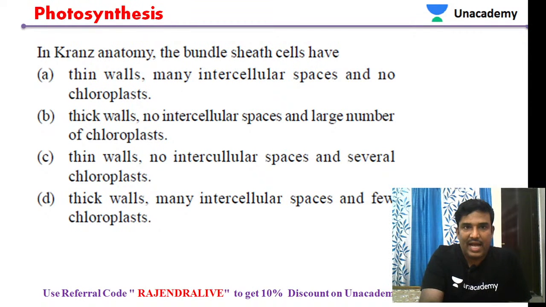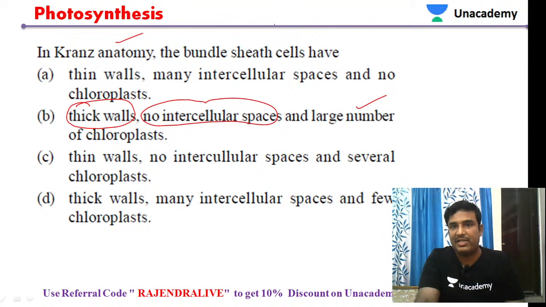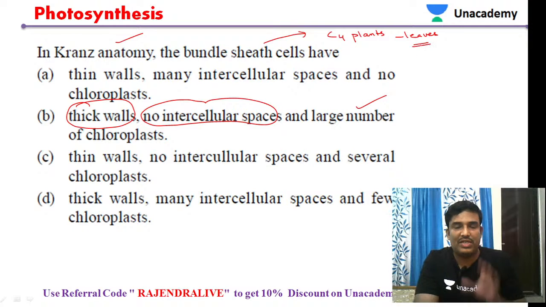Now let us see Kranz anatomy. In Kranz anatomy, bundle sheath cells have thick cell walls and they don't have intercellular spaces, and no doubt bundle sheath cells have a large number of chloroplasts. The presence of bundle sheath cells is a characteristic feature of the leaves of C4 plants. The leaf of a C4 plant shows Kranz anatomy.